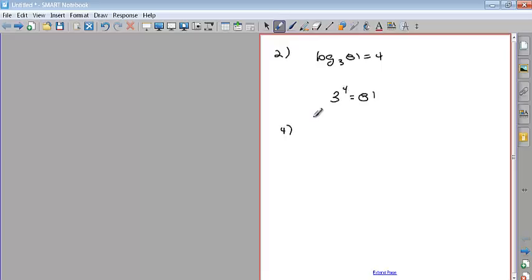Okay, the next one is logarithm to the base 10 of 1/1000 equals -3. So the base is 10, the exponent is -3, the answer is 1/1000. And that comes from 10 to the minus 3 power is 1 over 10 to the 3rd power, which is 1 over 10 times 10 times 10, which is 10 times 10 is 100 times 10 is 1000.